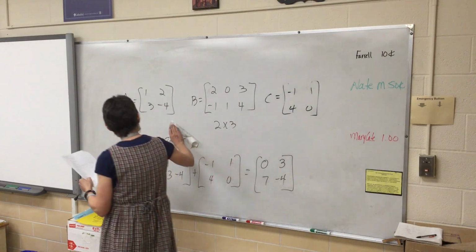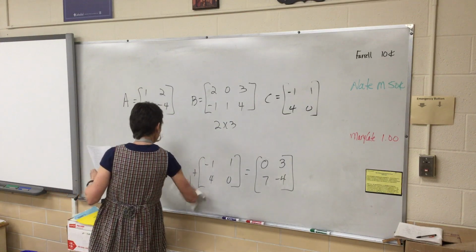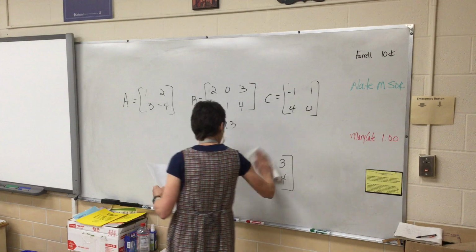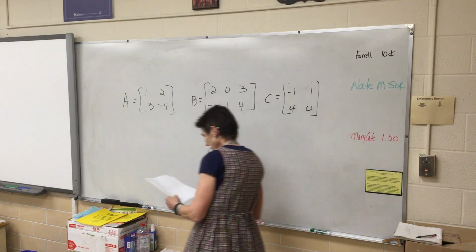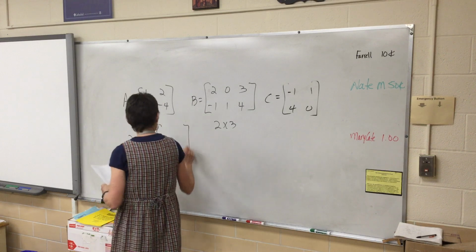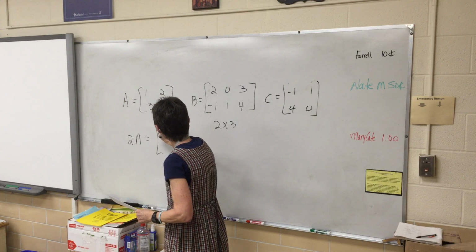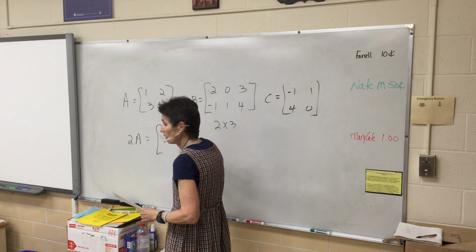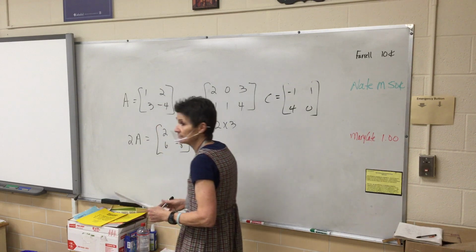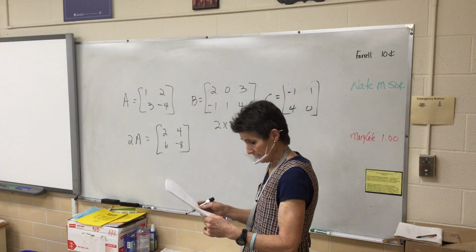All right, what do you think about E? It says 2 times A. 2 is what we call a scalar, so we're taking 2 times A. Anybody want to take a wild guess on that one? Distribute the 2. Exactly, you just distribute the 2. So you're multiplying it by A, so the top will be 2, 4, and the bottom will be 6, -8. Look alive, JP, good job.